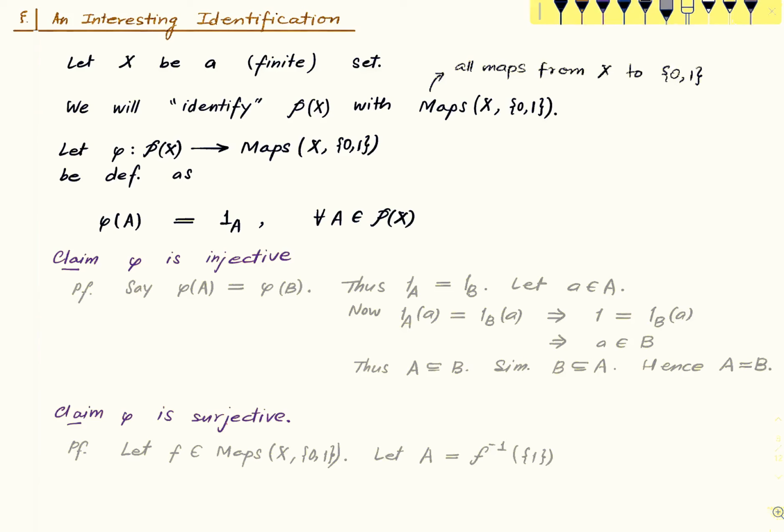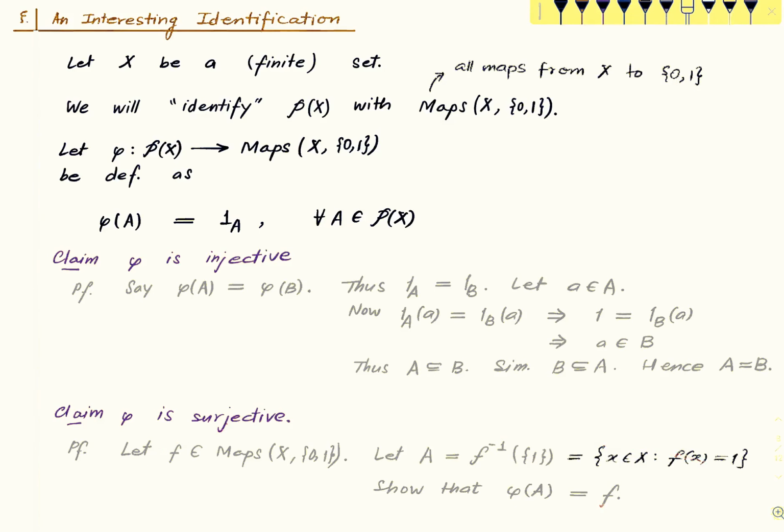So again, what is that? That is nothing but those points in X such that f(x) equals 1. That, and now one can easily show, so that is an exercise, so show that phi(A) is equal to f, right? So that's fine. One can easily do that.